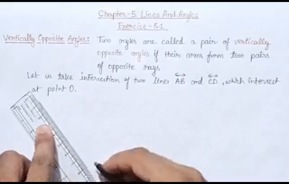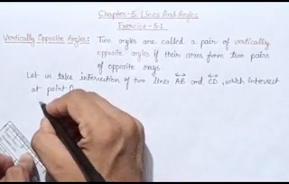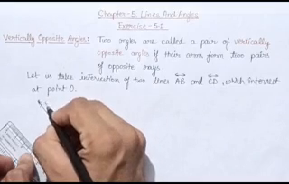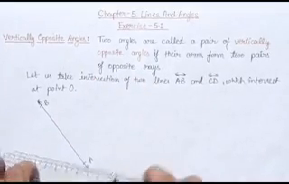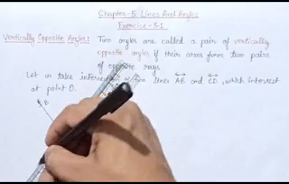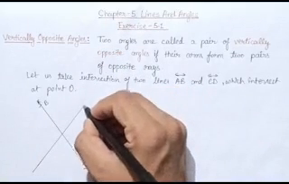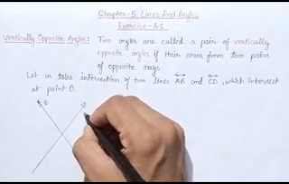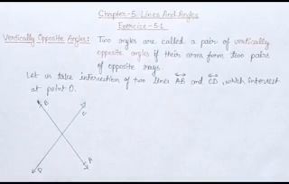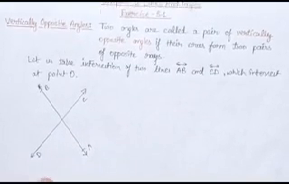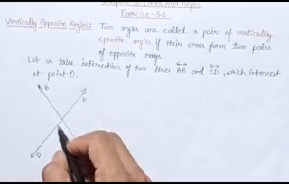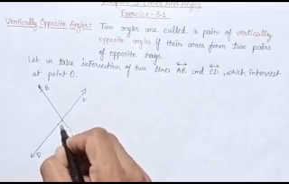So suppose this is our first line AB, and this is our second line CD. So here you can see that two lines AB and CD are intersecting each other at a point. Let us name this point as O.